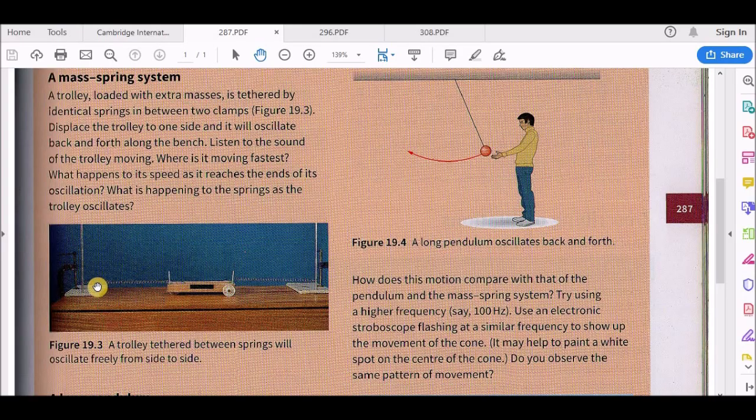There is a compression on this spring when it is on this side, so that spring exerts a force to the right, and when the trolley is on this side, this spring is extended, so it will pull the trolley to the right side. So both forces from the spring will be to the right when the trolley is on the left, and when the trolley is on the right, both forces from the springs are to the left. So you will see that the resultant force is always directed towards the equilibrium position by the springs.